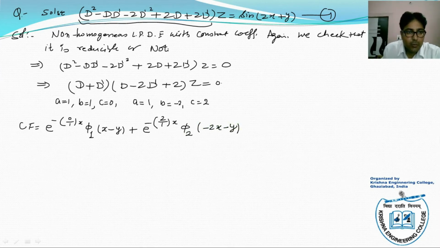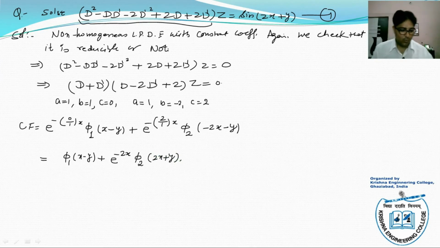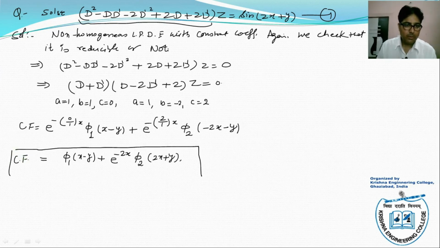So this becomes phi 1 of x minus y, because e to the power minus 0 is 1, plus e to the power minus 2x. In this function both terms are minus, so we take phi 2 as an even function, so this becomes phi 2 of 2x plus y. This is the CF.